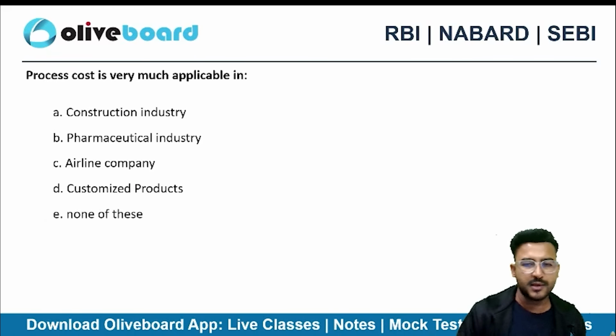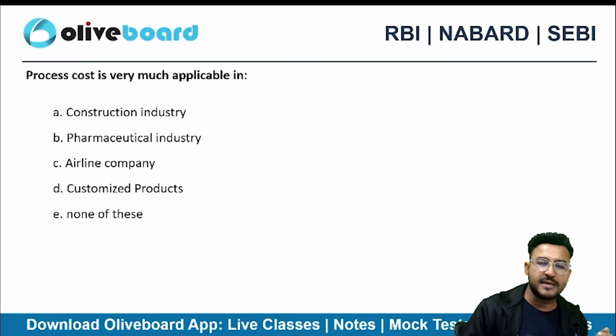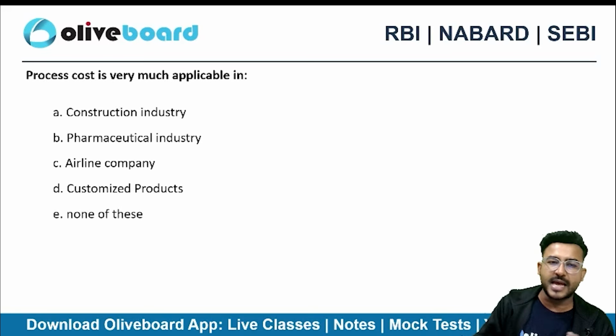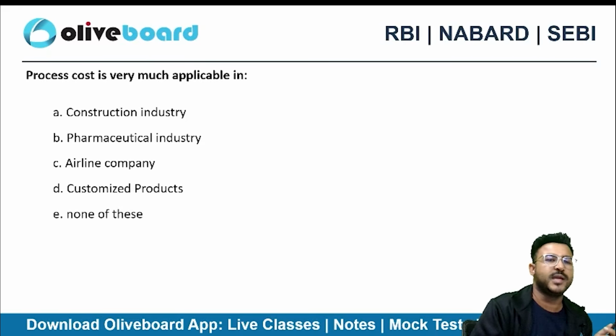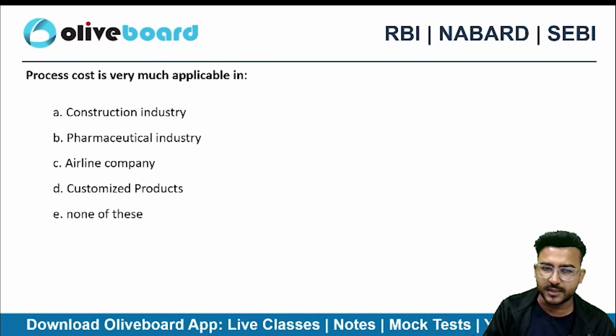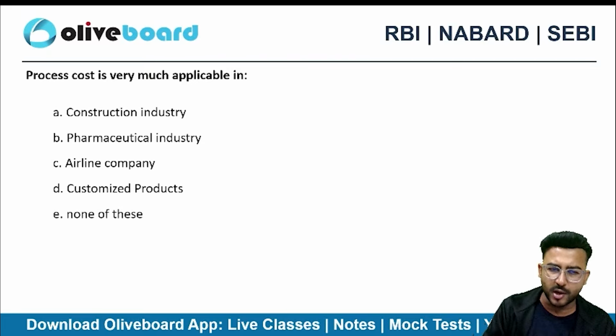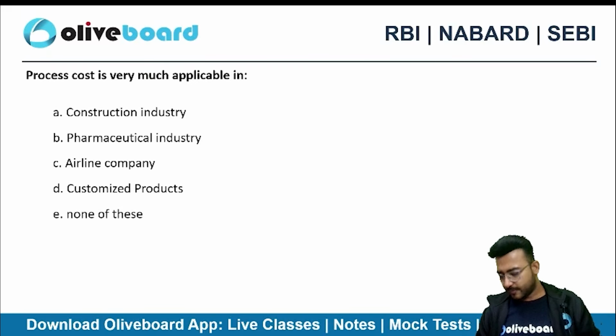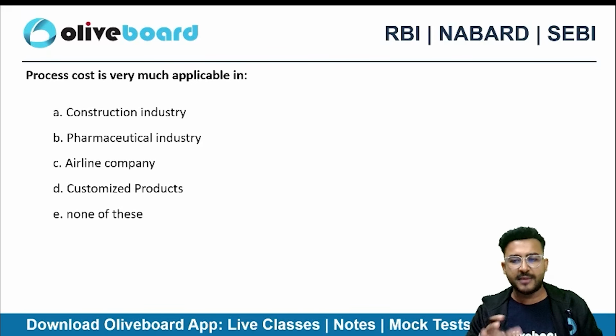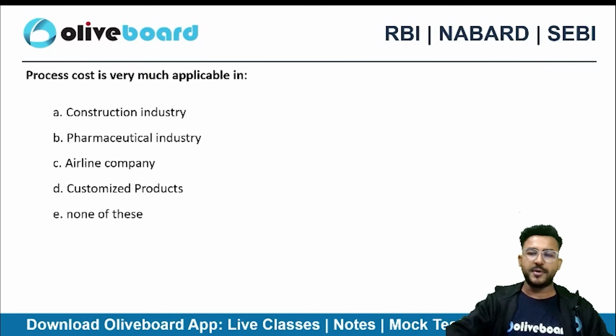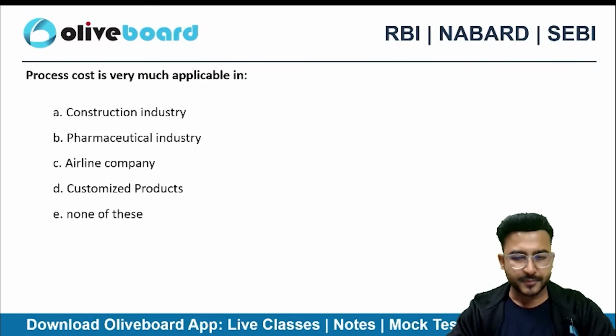A very simple one. This question came multiple times in regulatory body examinations. Process cost is very much applicable in what kind of industry? Construction, pharma, airline, customized product, or none of the above? A very direct question. 3-4 times repeat ho chuka hai ye wala question in the competitive examinations, and a very simple one.